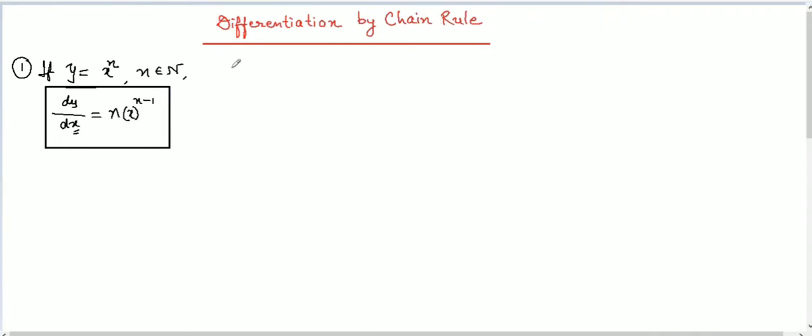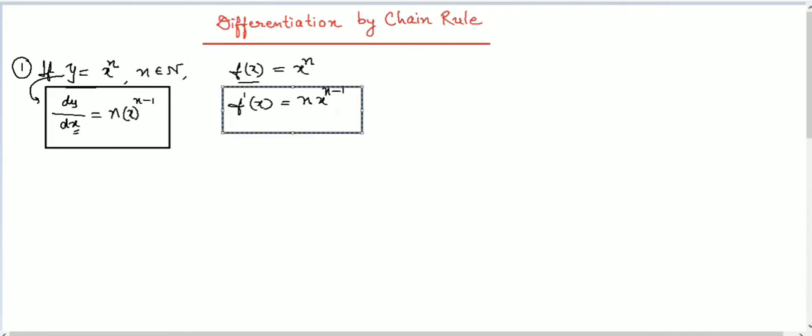But if the same function is given and written like this, f(x) equal to x to the power n, how will we differentiate this? Here, if y is given, you have to write dy over dx, and in terms of f(x) you have to write f prime of x, and the rule is the same: bring down the power in front of x, write x, and subtract 1 from the power. So this is the rule of differentiation. If your function is given in y, write dy over dx, and if your function is given in f(x), you have to write f prime of x. Let's understand this by a few examples.